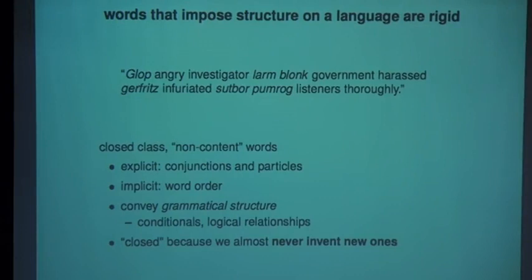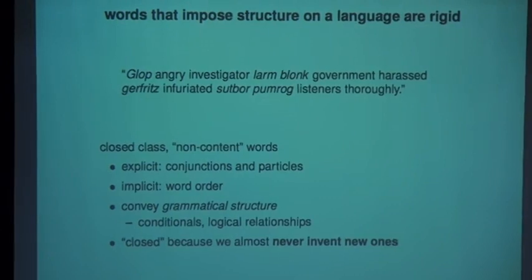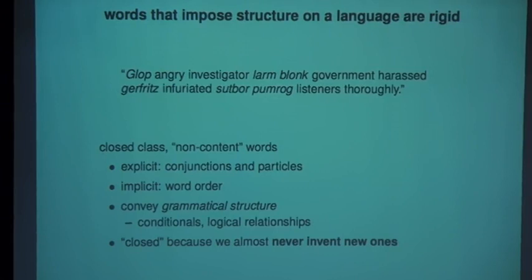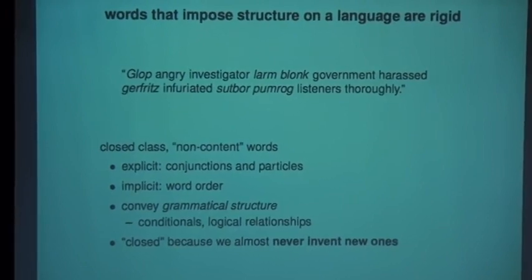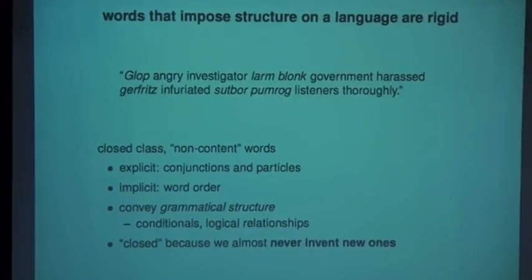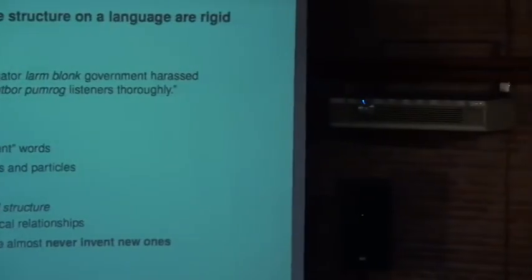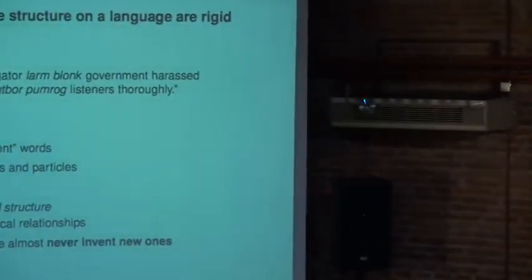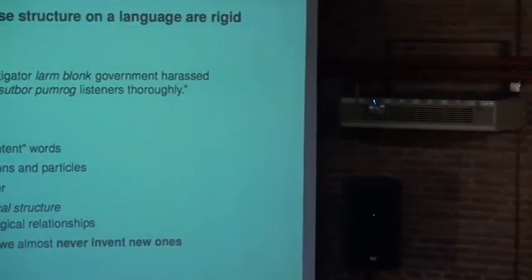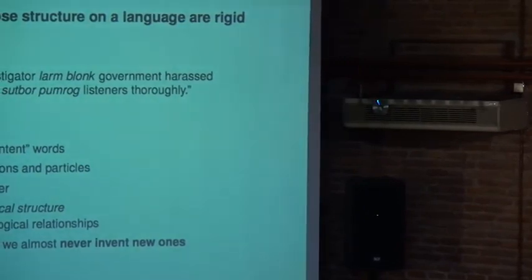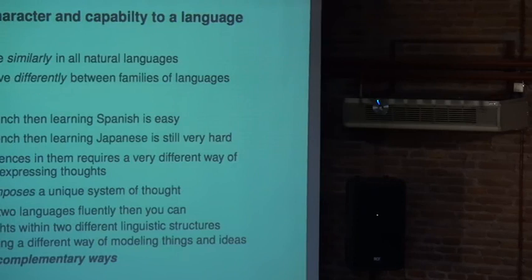And this kind of word, it's the particles, the conjunctions, the order of words in certain languages, and in Japanese, for example, it's explicit little words, little particles that they put after the nouns and the verbs. This is called a closed class because we never invent new ones. When was the last time you thought, let's see, we need another particle to describe what I'm thinking about? We never do that.